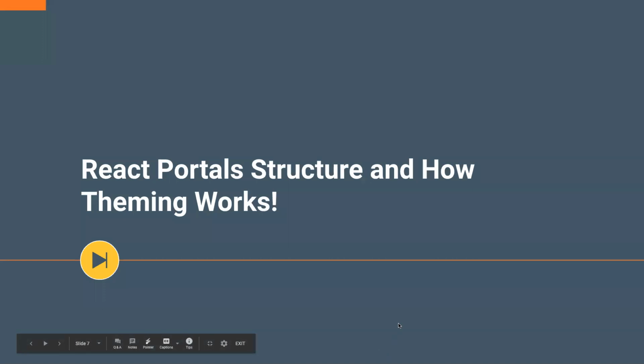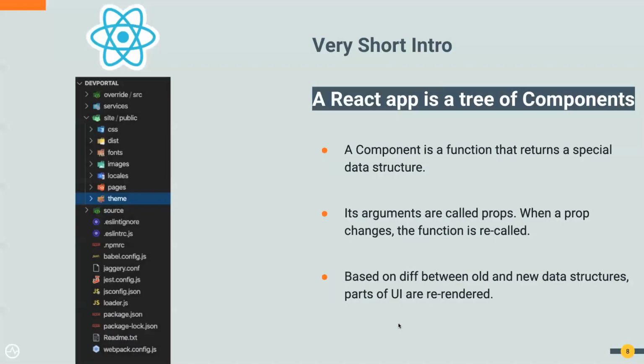Okay, so let's move on. First I will explain the React portal structure and how theming works. This is a very short introduction, and I'm not going to go into the details of everything. In very short, a React app is a tree of components. A component is a function that returns a special data structure, and its arguments are called props. When a prop changes, the function is called again. Based on the difference between the old and new data structure, parts of the UI are re-rendered. This diffing is what React is good at: it diffs the changes, and only re-renders the things that actually change in the DOM.